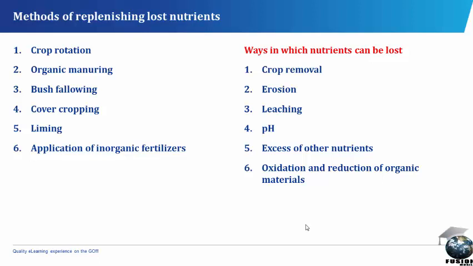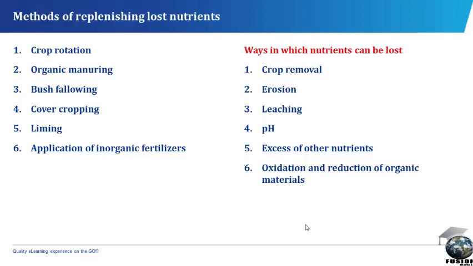Bush fallowing. Bush fallowing as a method of replenishing lost nutrients is a practice in which farmlands are left to lie fallow after 1 or 2 years of cultivation. The purpose of this is to allow nutrients to revert to the soil. When a piece of land is placed on continuous cropping year after year, the nutrients are completely used up from the soil without replacement.